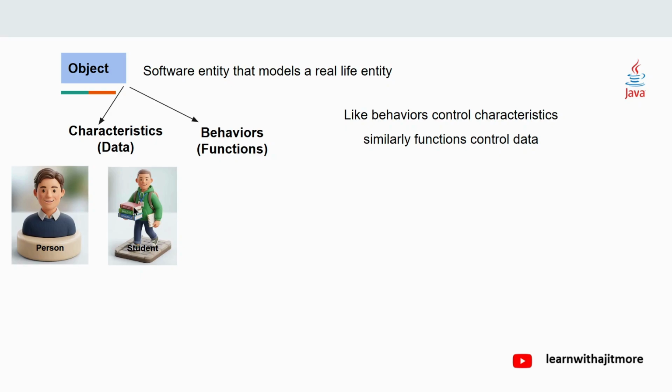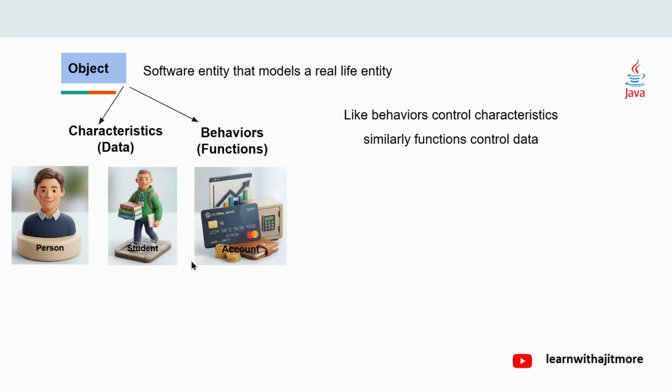It will have its own characteristics: roll number, email, mobile number, gender, birth date, and which stream that student is learning. And then the behavior, like get the mark sheet, set their marks, calculate marks. Then we can take account.